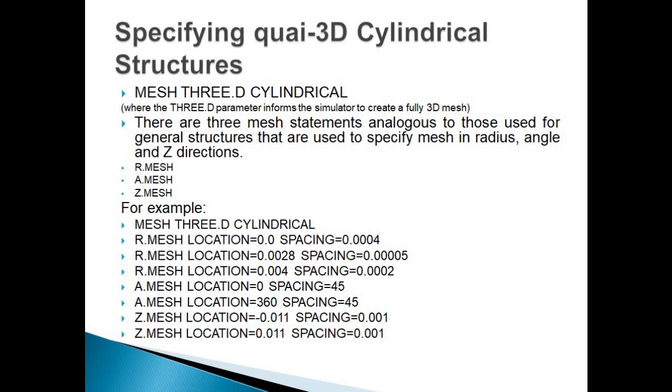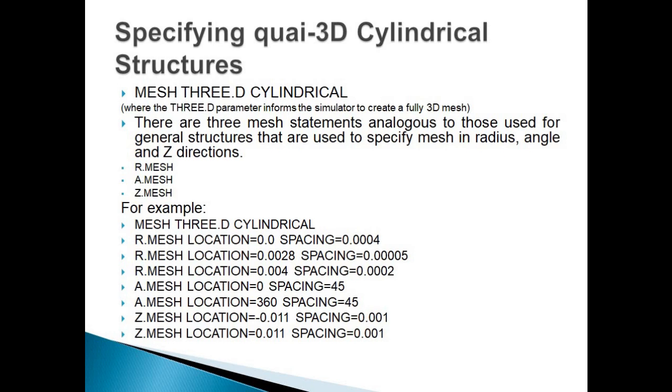As mentioned in the previous section, using the command language to define a structure, you can model a 3D cylindrical structure in Atlas 2D by specifying the cylindrical parameter on the mesh statement. In Atlas 3D, the cylindrical parameter enables you to create a general cylindrical structure. The mesh statement must appear as mesh 3D cylindrical, where the 3D parameter informs the simulator to create a fully 3D mesh.